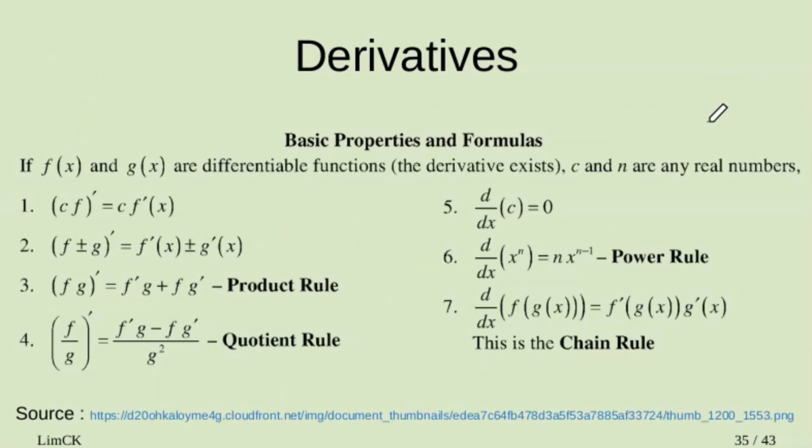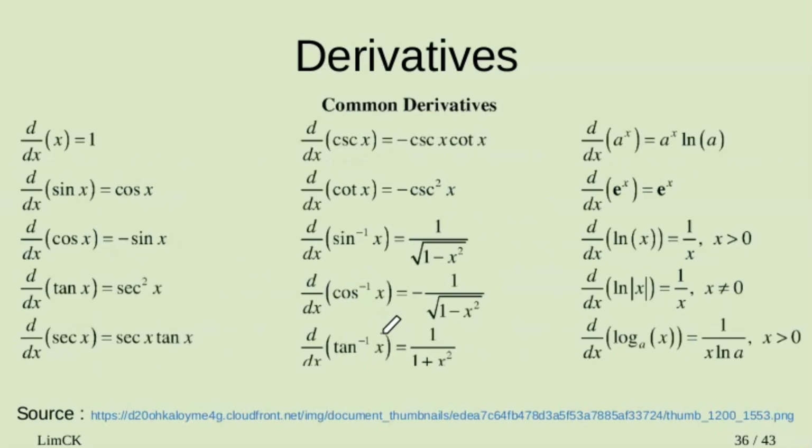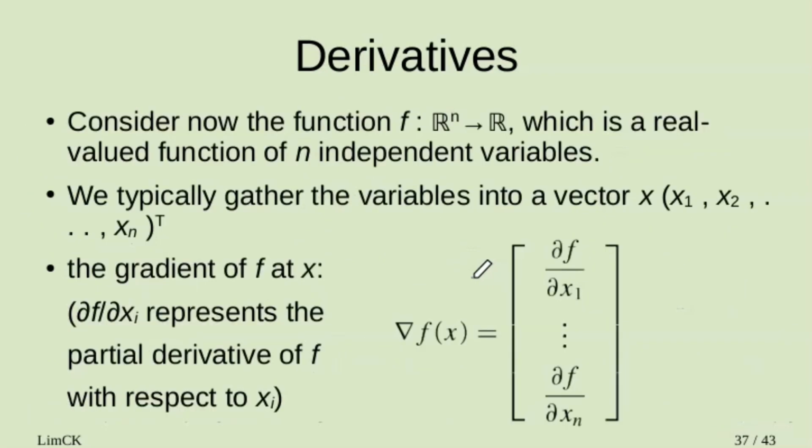So these are some basic properties of derivatives. These are those you have to remember: product rule, quotient rule, power rule, chain rule. Power rule is something very simple. Product rule and quotient rule are something that you should remember. Also, these are some common derivatives for some special functions, for example sine, cosine, tangent, and so on.